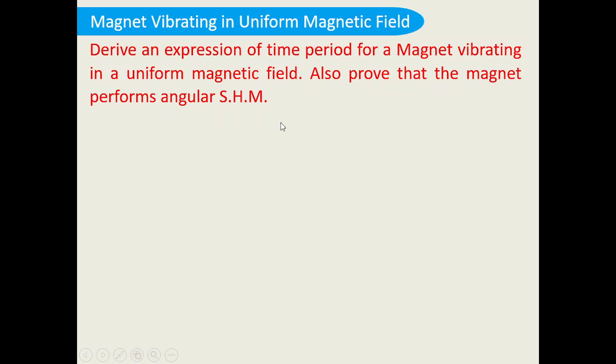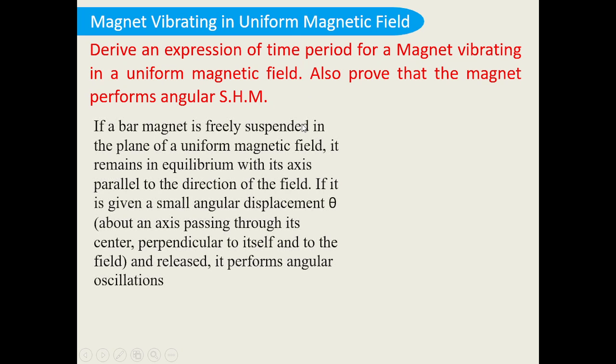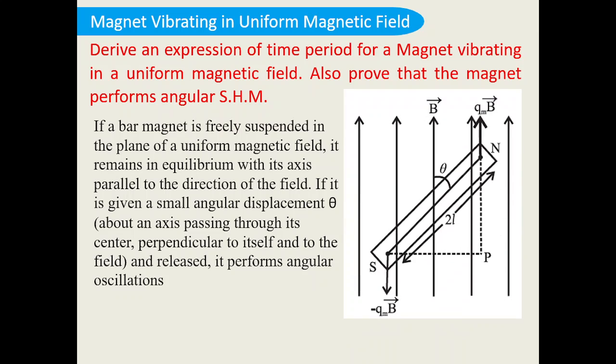So we'll start our explanation of the magnet vibrating in the uniform magnetic field. This will be the diagram. The magnetic field is upward. This is a uniform magnetic field because the lines are of equal length and equally spaced. Here we have the magnet, whose initial position is always parallel to the field.